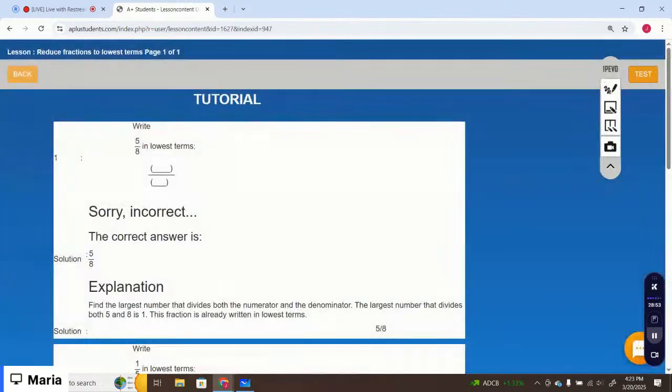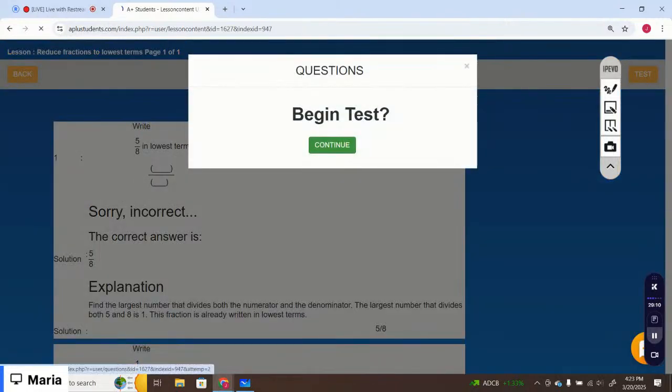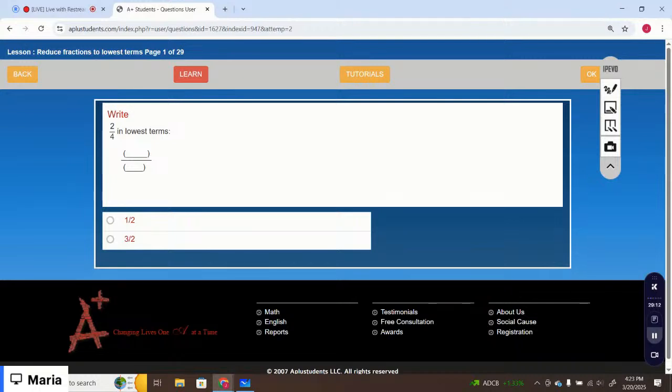Let's just start with it. So 5 is a prime number. That means prime numbers cannot be divisible by any number other than 1 or itself. So they do not have any largest number that can divide them other than 1. So it is exactly the same, 5 over 8. Let's just start with the test questions.